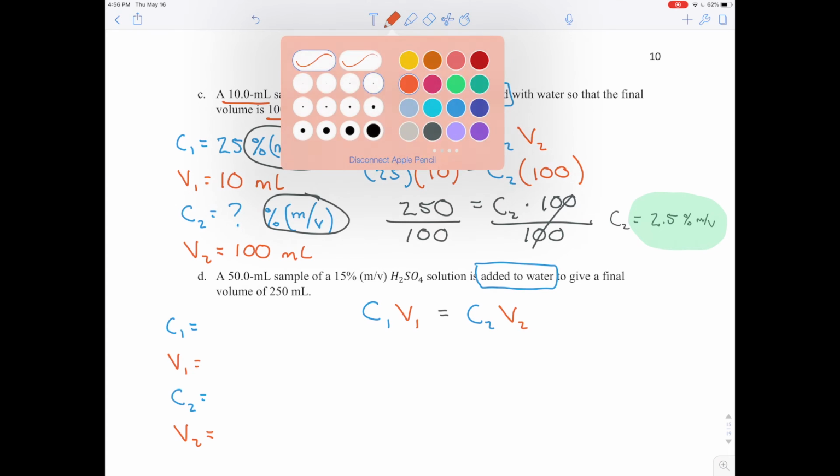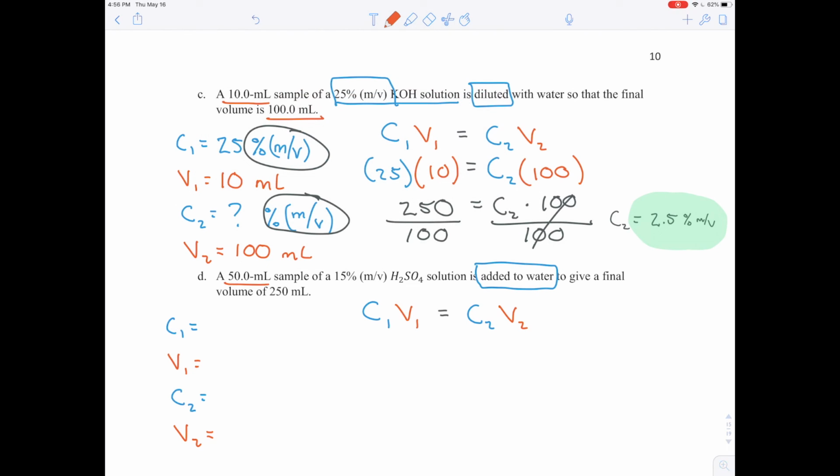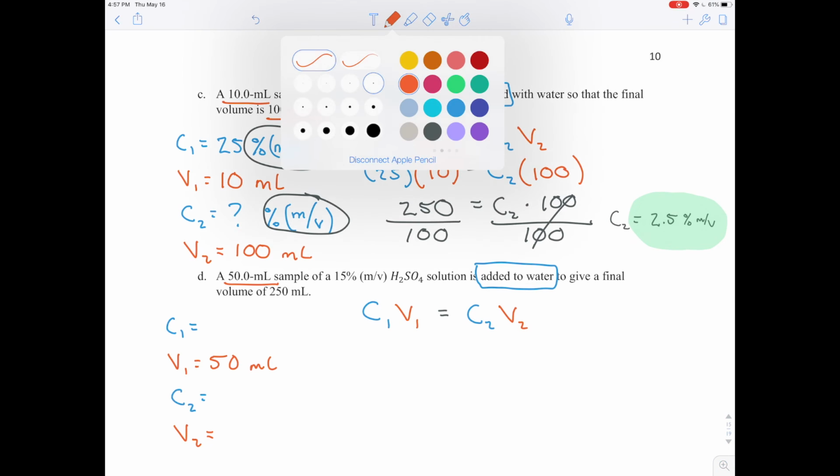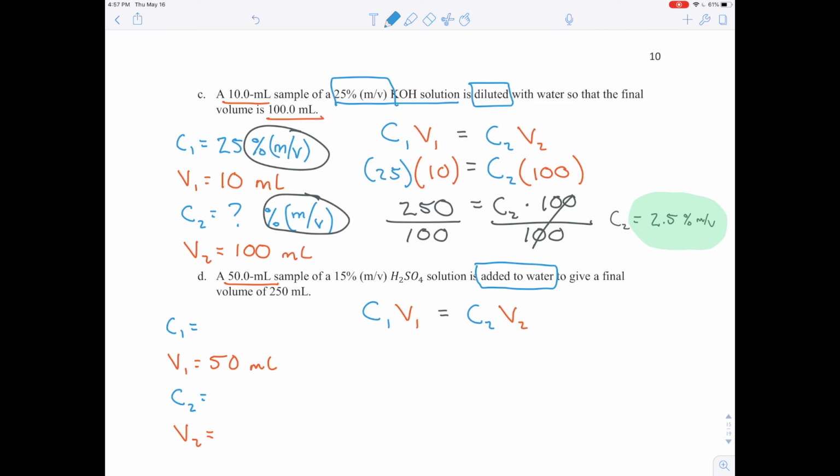Okay, so the first number we see is, it says a 50 milliliter. Now milliliter is a volume, that's the first volume they're giving us, so that's going to be V1. So 50 milliliters. Sample of a 15% mass volume. So 15% mass volume, that is a concentration. It's the first concentration they're giving us, so 15% mass volume is C1.